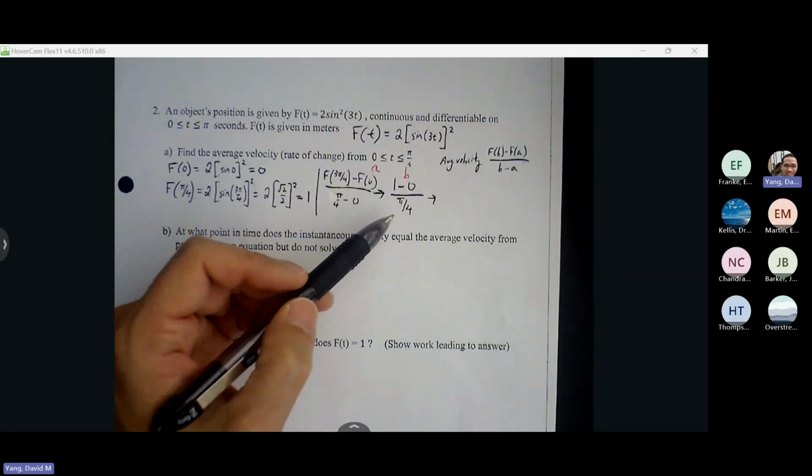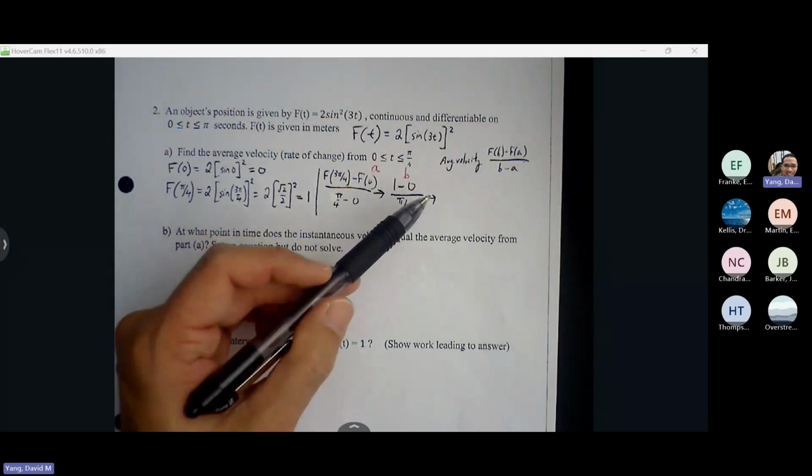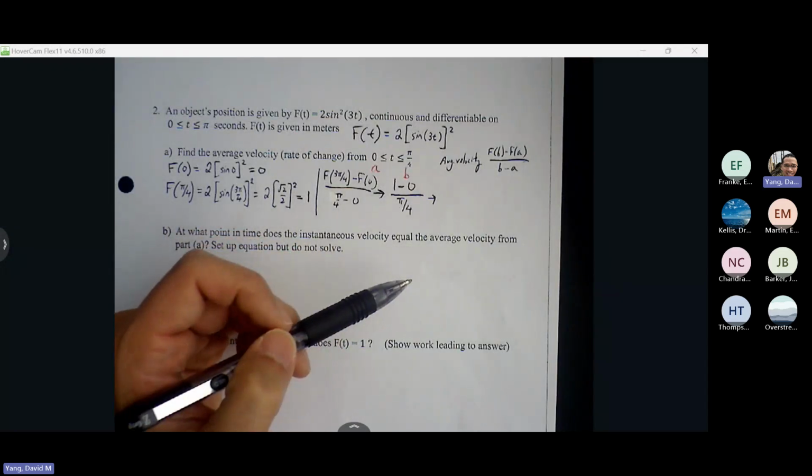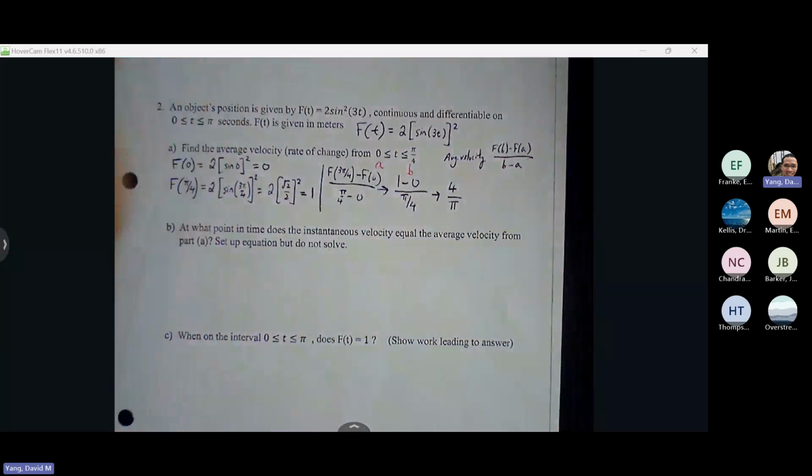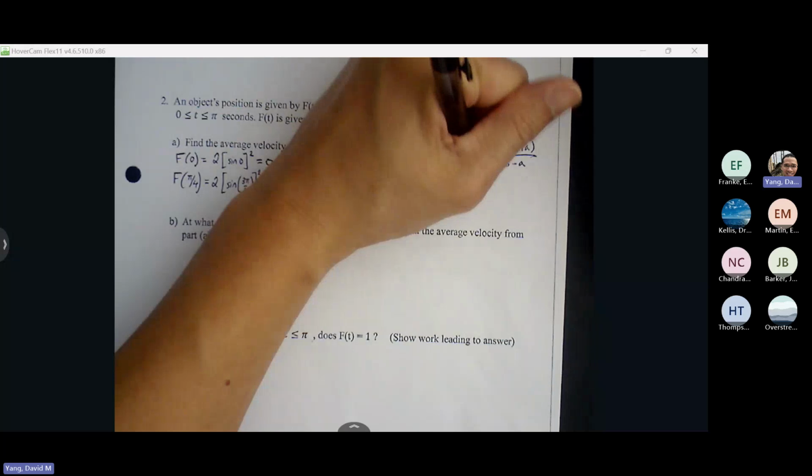So 1 divided by pi over 4, the same thing as flipping that pi over 4 up as the reciprocal, that's 4 over pi. So my average velocity is 4 over pi, units of measure, meters per second.